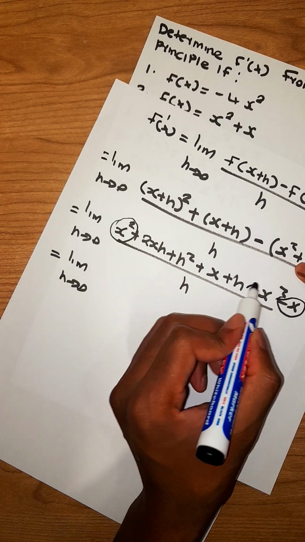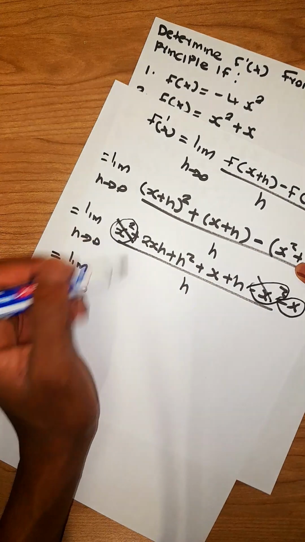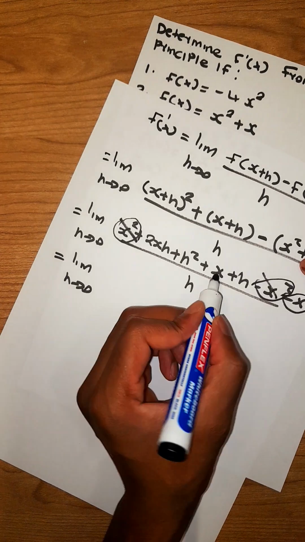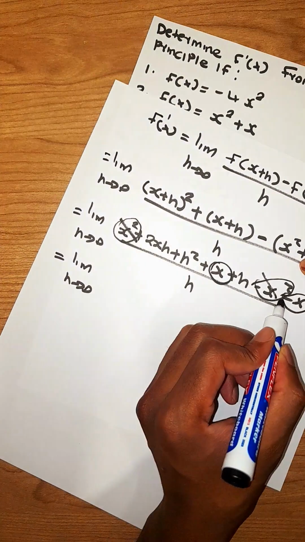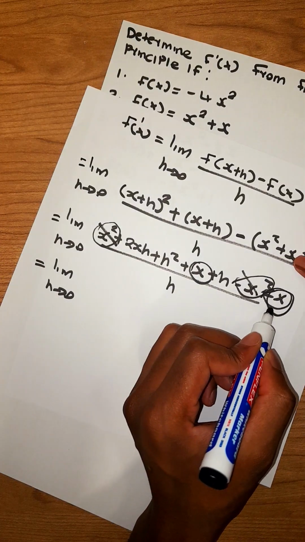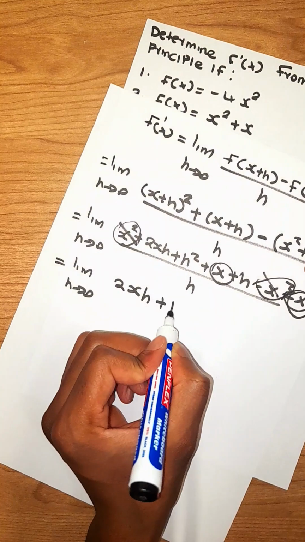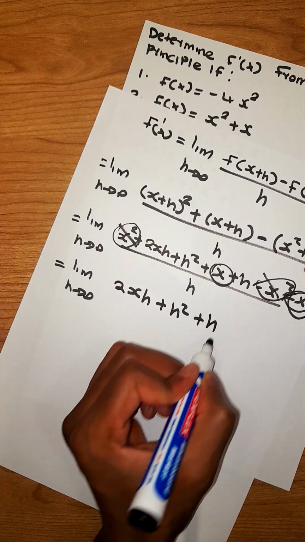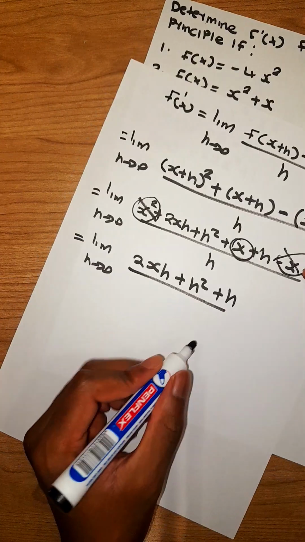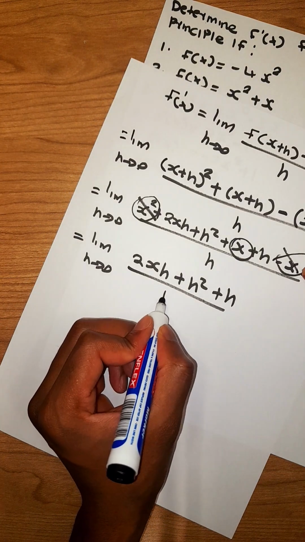you realize that the x squared and the x squared are going to cancel out, and then you are left, oh, look at the x and the minus x, they are also going to cancel out, and now you are left with 2xh plus h squared plus h, and then you're just going to divide this by h, right?